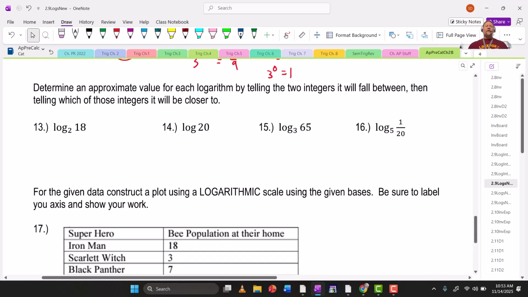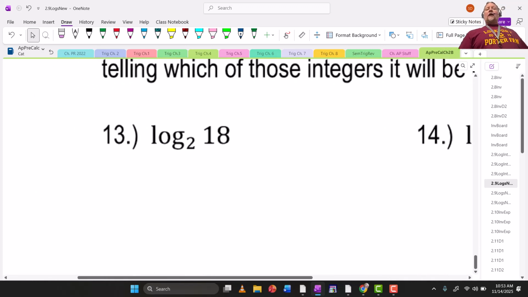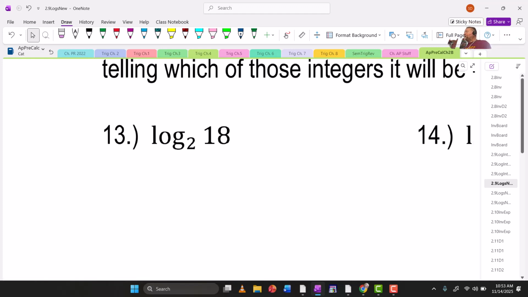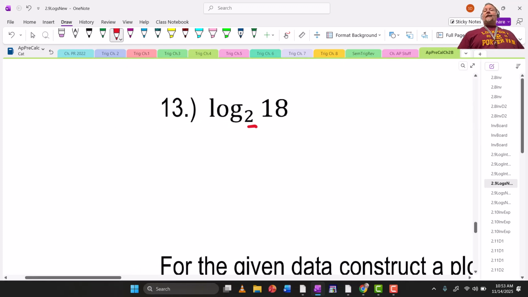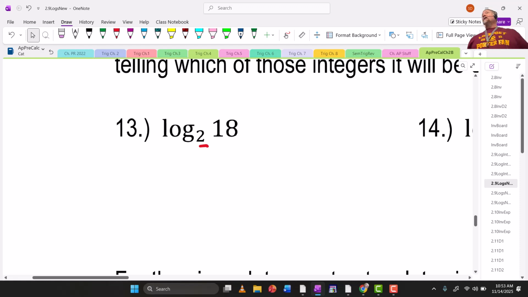Reading the directions, determine an approximate value, telling which two integers they fall between. Then tell which one you're closer to. So this is why we need a logarithm to get this exponent. It's going to be a decimal because 18 is not a power of 2. But what is close? 2 to what power equals something very close to 18? 4. Good. We got somebody.